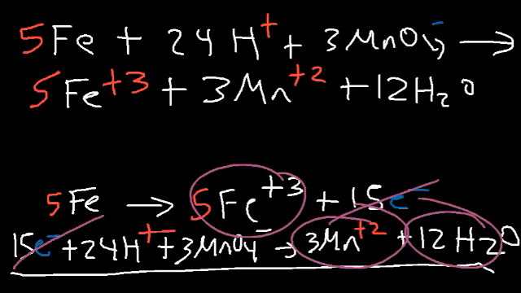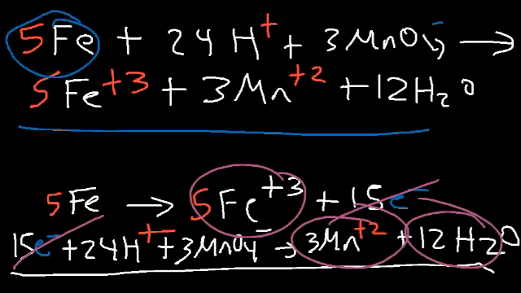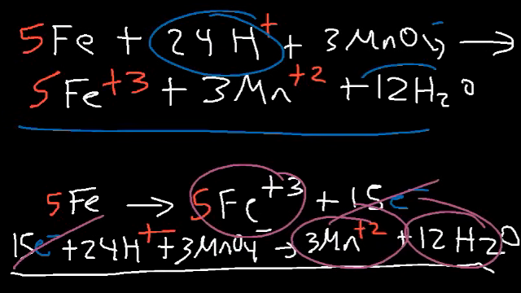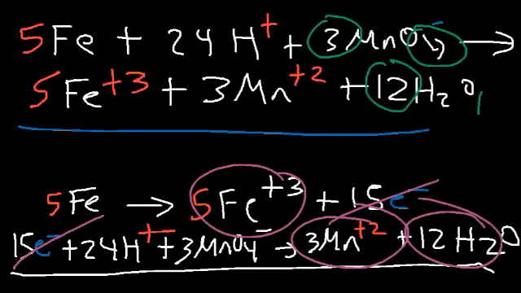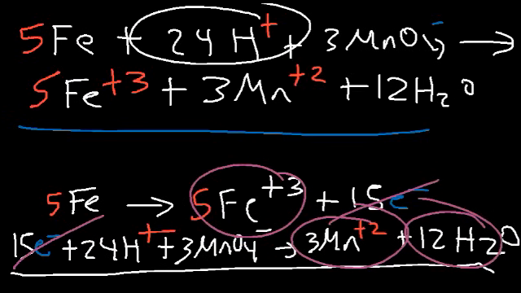And to check everything, notice that we have 5 Fe atoms on both sides. We have 24 hydrogens. 12 times 2 is 24. We have 3 manganese atoms and 12 oxygen atoms on both sides. So now the last thing that we need to check is the total charge. We need to make sure it's the same on both sides. So on the left side, we have a charge of 24 and -3, which adds to 21.